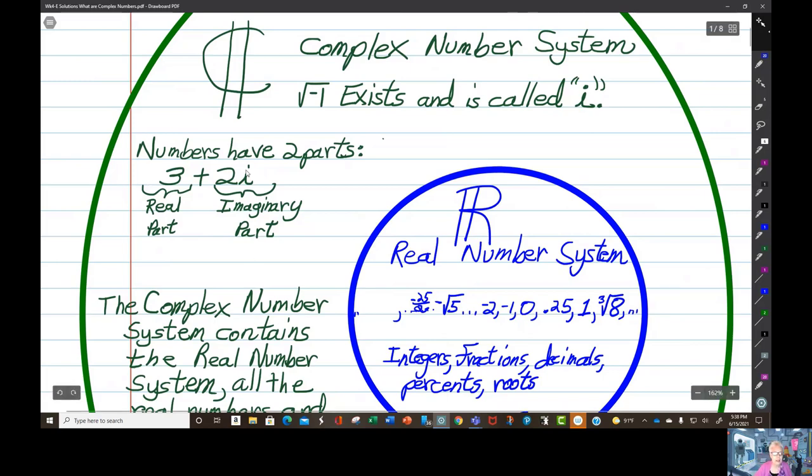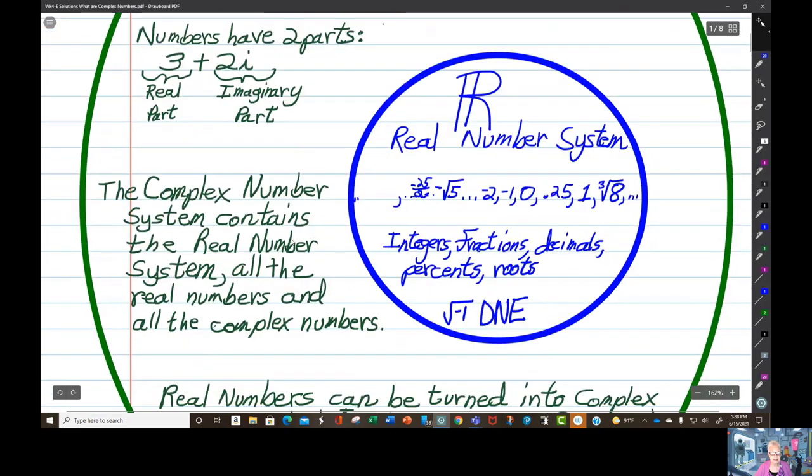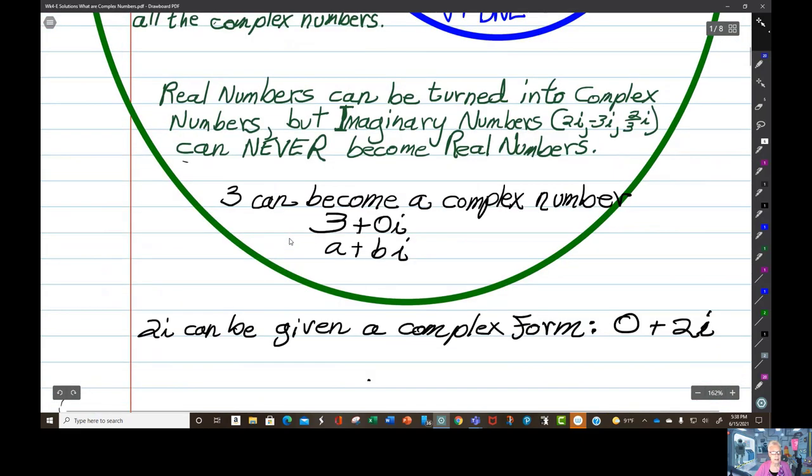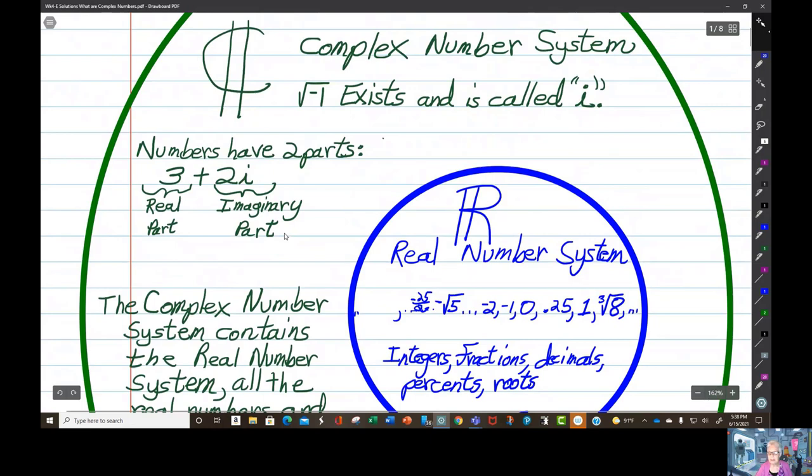So a real part and an imaginary part make a complex number. We call this, I didn't write it down, isn't that silly? Let me do it now. a plus bi form. That's complex form.